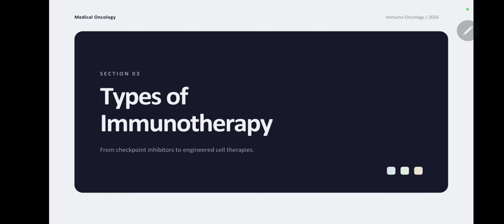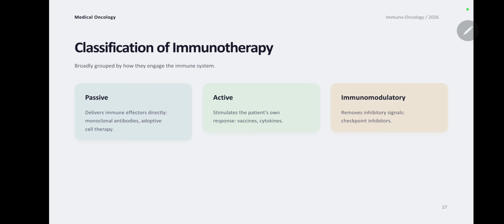So what are the types of immune therapy? Classification of immune therapy is based on passive, active and immunomodulatory. What is passive? In passive, we directly infuse effector cells, like monoclonal antibodies and adoptive cell therapy like CAR T cell therapy and some other genetically engineered cell therapy. Active means stimulating the patient's immune response, like vaccines and cytokines. And immunomodulators are drugs which release the inhibitory signal. So our checkpoint inhibitors come under this category, immunomodulators.